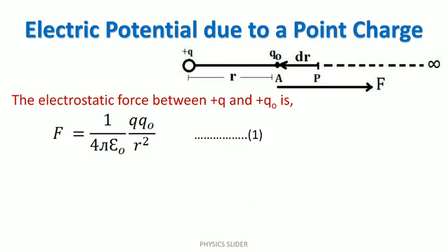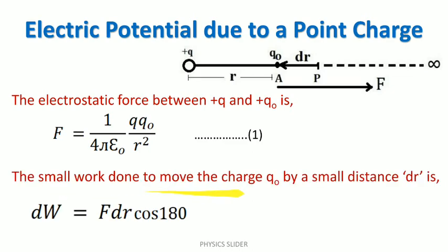Now watch here. This charge Q naught we will analyze. We will find out the small work done to move this charge Q naught by a small distance dr. When we have calculated this small work done, then we can calculate the total work done to bring this charge from infinity to the point of electric field. We must find the small work done to move this small distance, then we will integrate that to find out the total work done. So let's find out the small work done to move the charge Q naught by a small distance dr, that is from P to A.